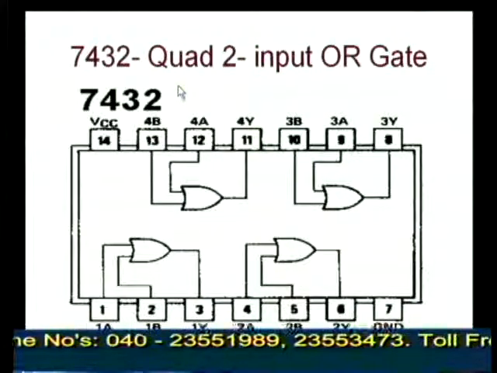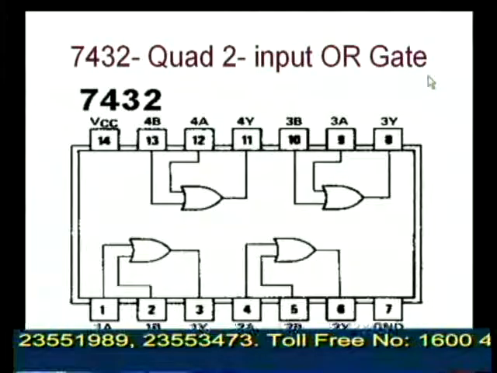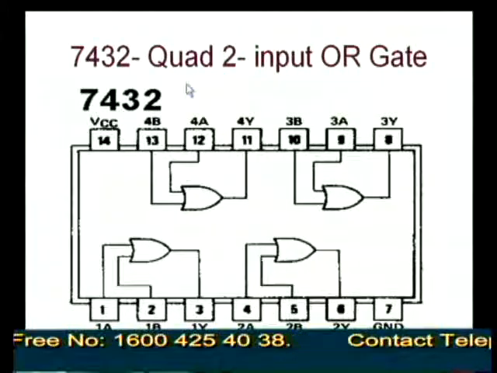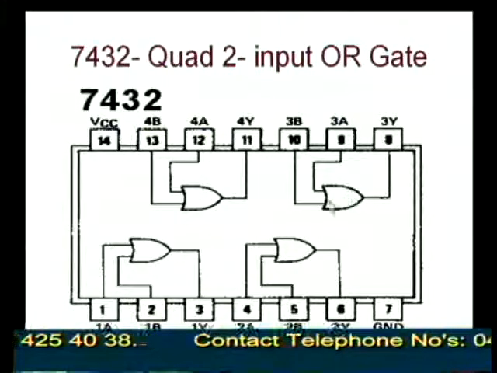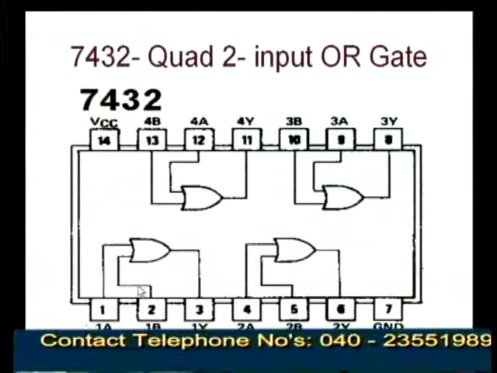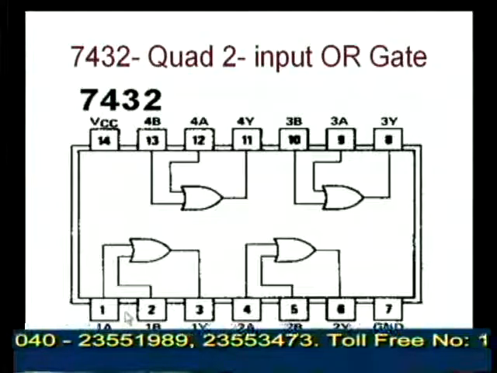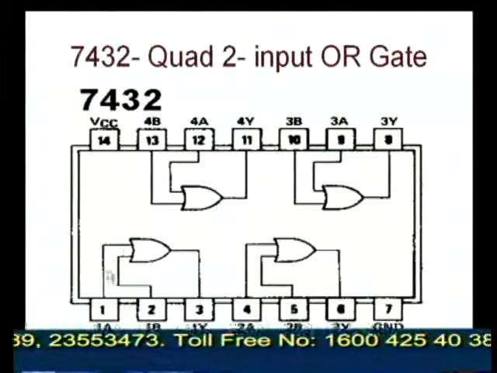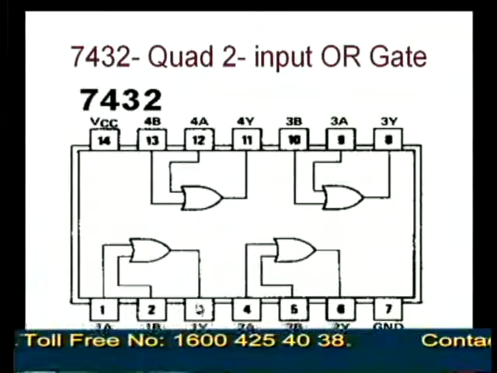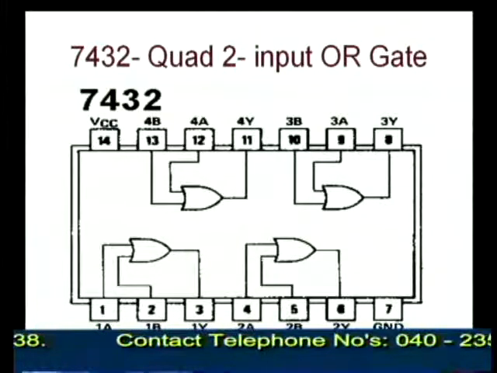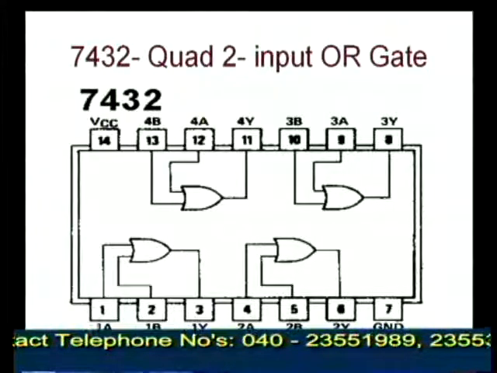The next IC is the IC 7432. It is a quad 2 input OR gate, that is it contains 4 OR gates. Quad refers to 4, each of 2 inputs. So, 7432 is a quad 2 input OR gate. The pin numbers 1 and 2 are meant for the inputs and pin number 3 is for the output. You can see 1A, 1B, 1Y. These 3 are for the first gate.